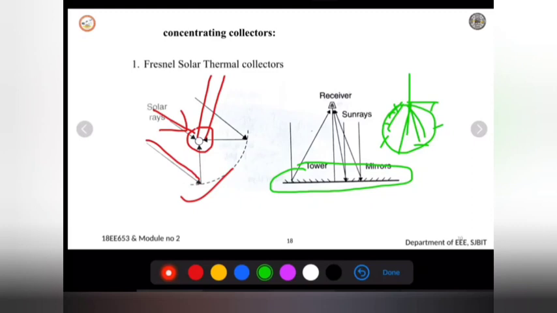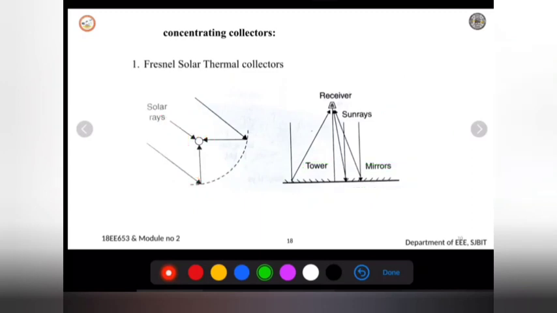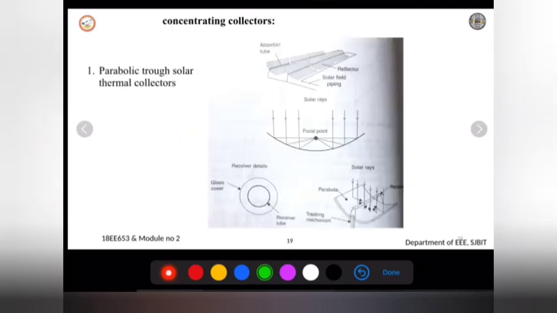So next one, parabolic trough solar thermal collector. As I already mentioned, you can see here. This is a shape where we say trough, where we have an absorber tube in the center and we have a reflector. That reflector can be connected with a tracking mechanism as shown here.